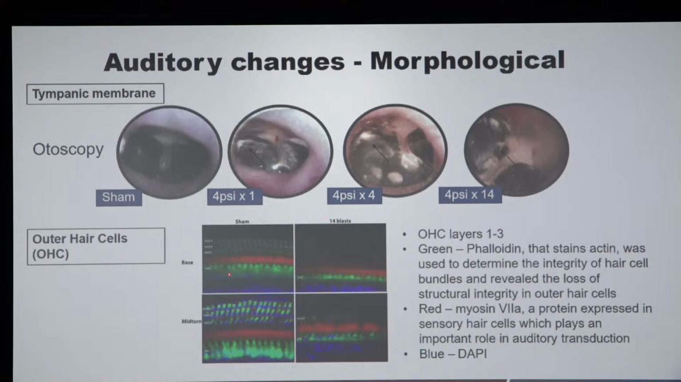What about the cochlea? We took the cochlea and did the stain assessments. You can see a healthy cochlea has 3 layers of outer hair cells and the other surrounding supporting structures. After 14 blasts, the 3 layers of outer hair cells are completely disrupted at the base level. So there is a base, mid-turn, and apex. In this case, the whole outer hair cells are disrupted, essentially making them completely deaf.